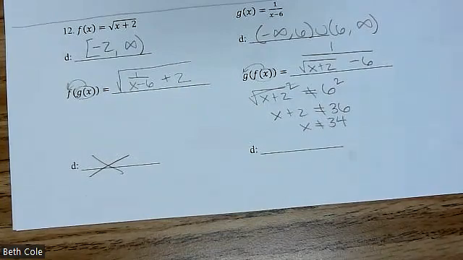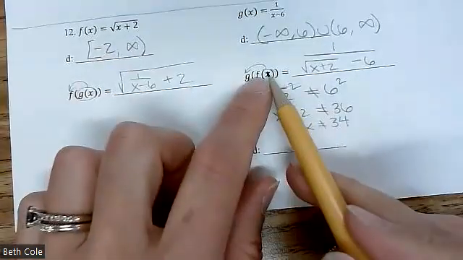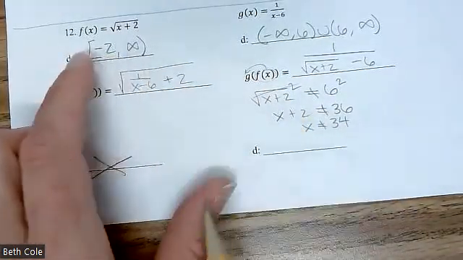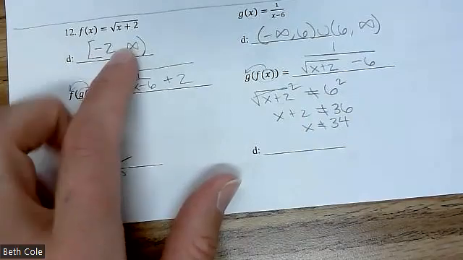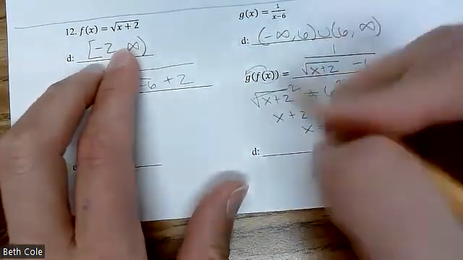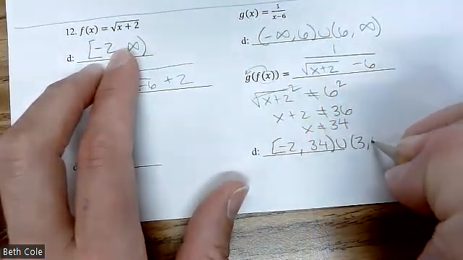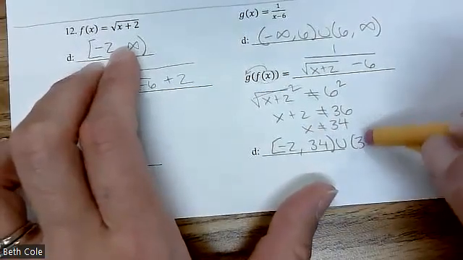But remember, we had to keep this restriction. Do you remember F was the inside one? We have to keep this. So you want to do -2 to infinity, but also leave out 34. So it's gonna look like this. Then 34 to infinity. Oops, I'm sorry. I can't talk and write at the same time.